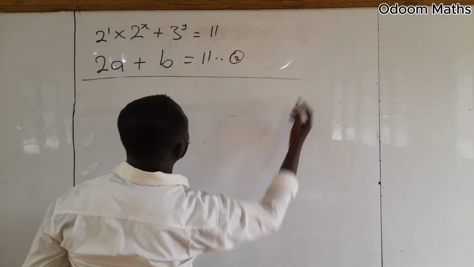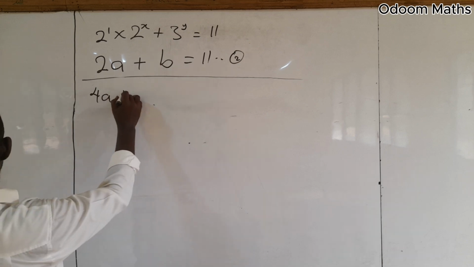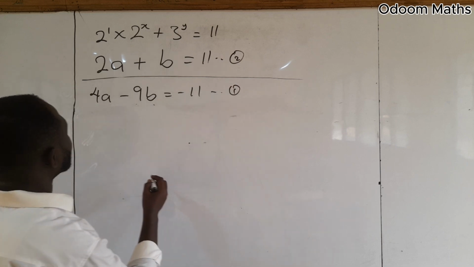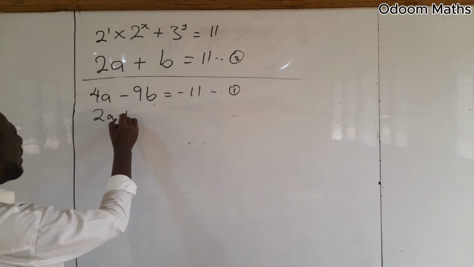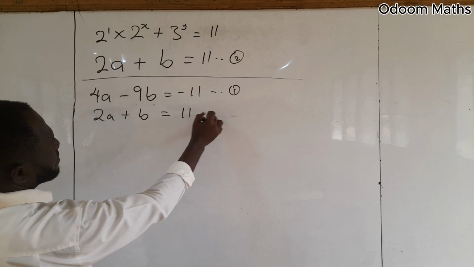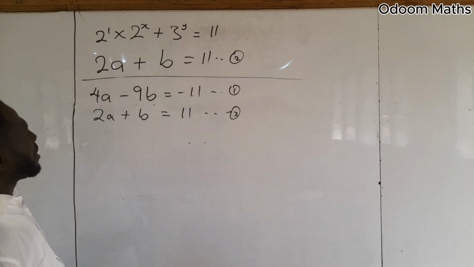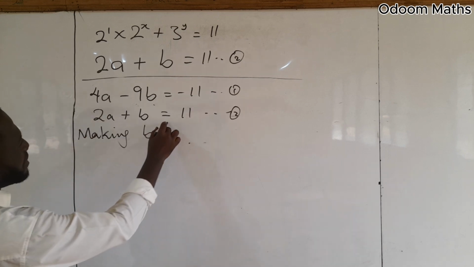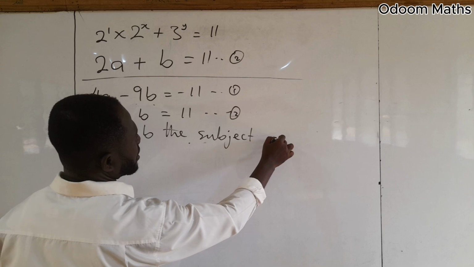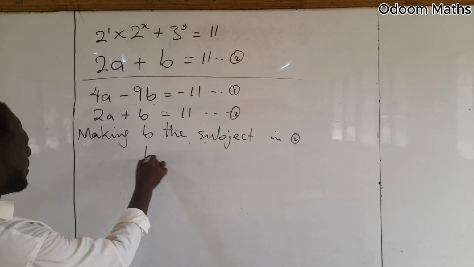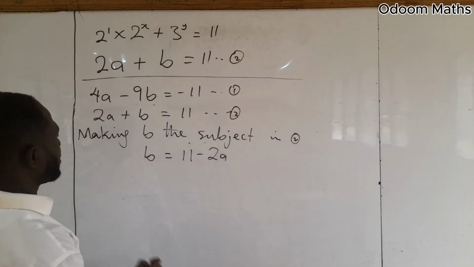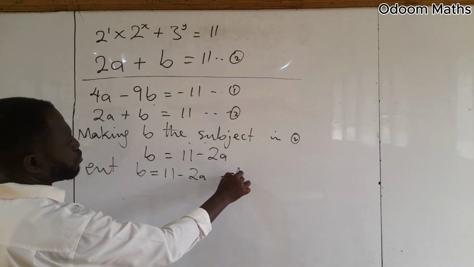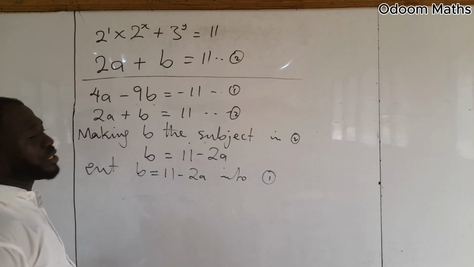So let me rewrite equation 1 and 2. 4a minus 9b equals negative 11. That is equation 1. And then equation 2 is 2a plus b equals 11. Now I'm going to solve this by the substitution method, making b the subject in equation 2. So we have b equals 11 minus 2a. Then we put b equals 11 minus 2a into equation 1, because that is what the rule says.